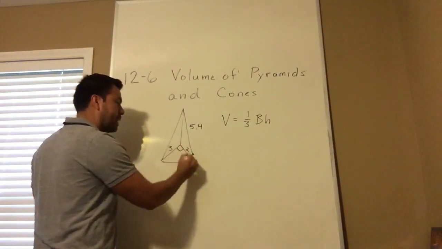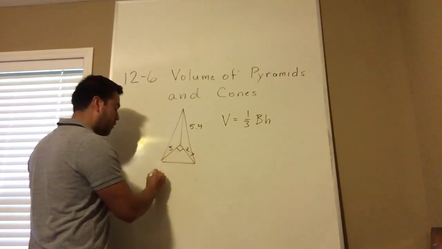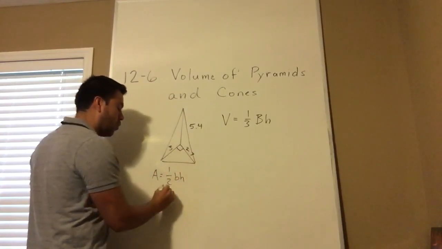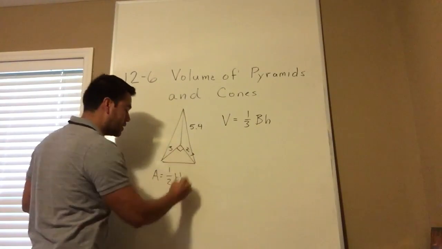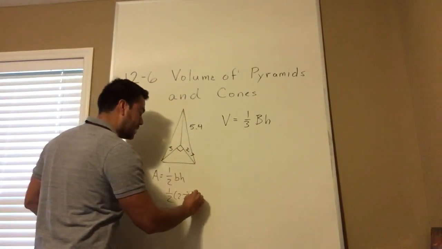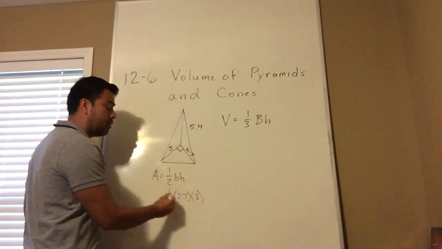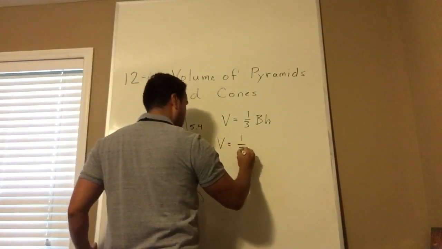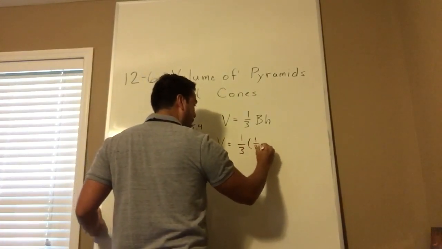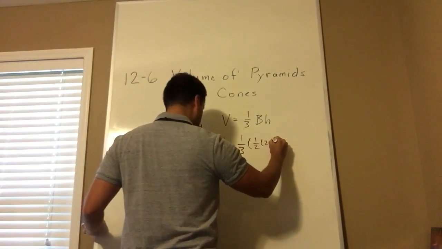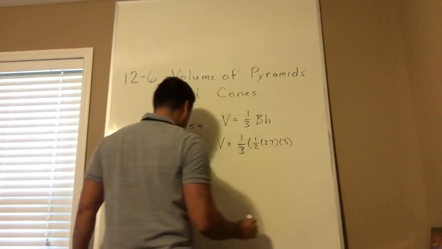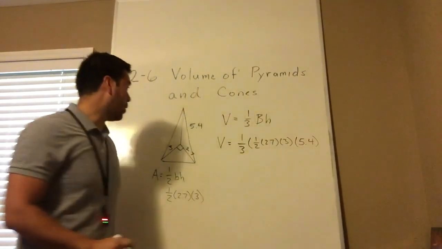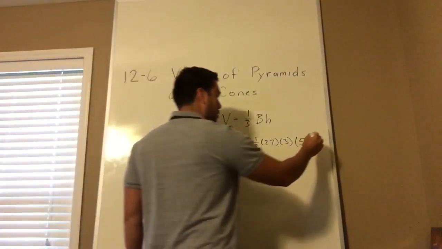Okay, but this is a pyramid, so I'm going to do the formula for a triangle, right? It's a triangle. So 1/2 base times height. So the base is 2.7, the height is 3, and then you're going to work that out. Then, well, here's another cool way. Watch what I do here. Sometimes I do this. 1/2, okay, right? And then we have 1/2 base times height, and then the height of the pyramid is that much. So here we go.